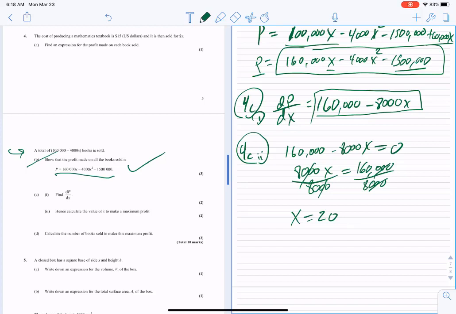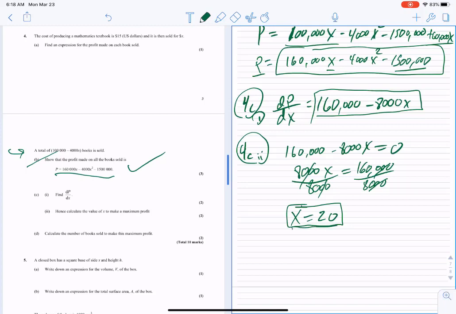So we have 20 there, and that's going to be my dimension x, which is how much I have to sell it for, as it turns out. We're selling it for x dollars a piece, so the value of x, or the selling price that will maximize my profit, will be 20. $20 here. My selling price.